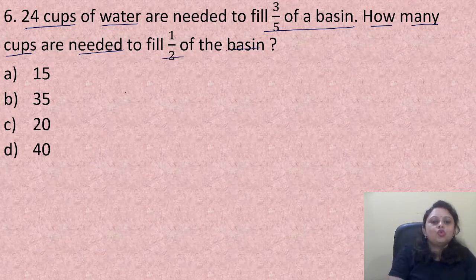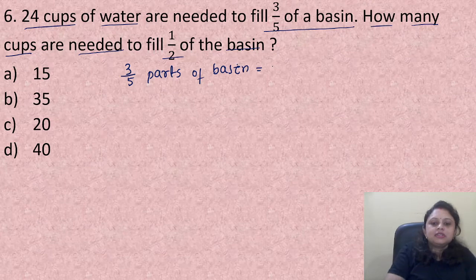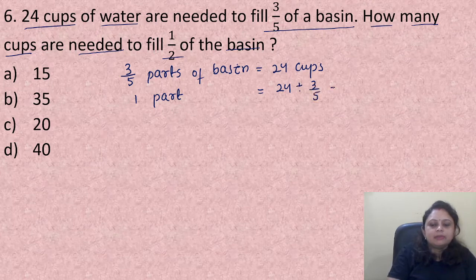Okay. So for 3 by 5 portion of the basin, how much water is required? How many cups of water? That is 24 cups. So for one part of the basin, that will be 24 divided by 3 by 5, equal to 24 into 5 by 3. Right? So it will be 40. 40 cups will be required.